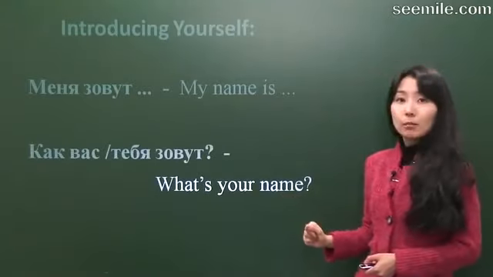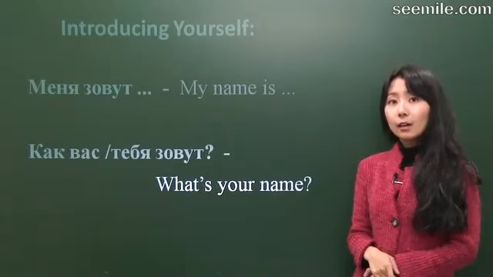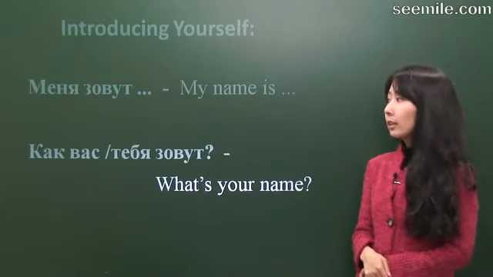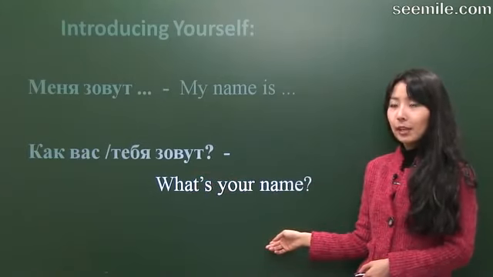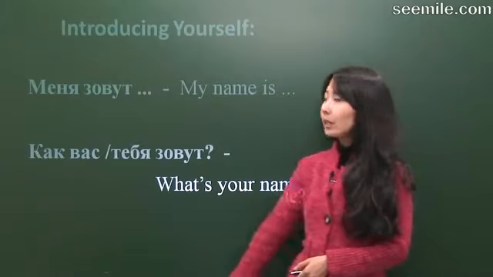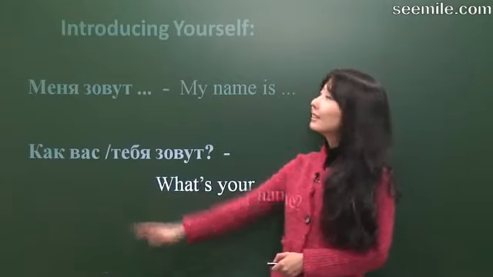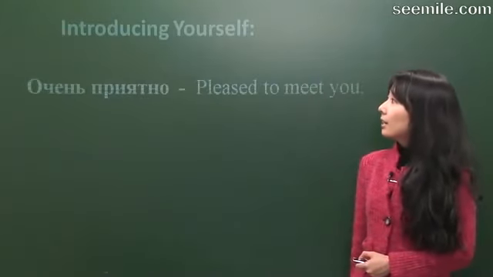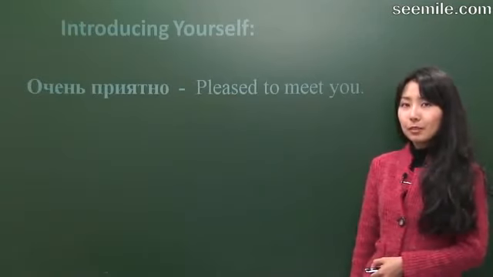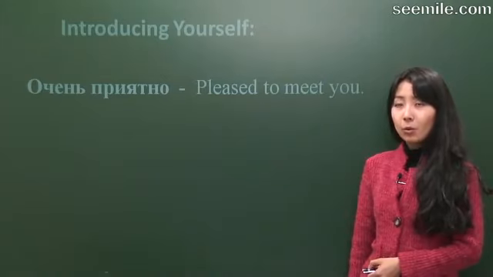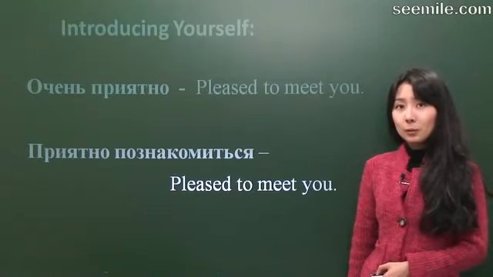And if you want to ask your partner about their name, you can say, как вас зовут? Как вас зовут? Or the informal variant. Как тебя зовут? Как тебя зовут? And here the main difference between formal and informal is in the form of the pronoun. Okay. And to finish the conversation, you can say очень приятно, очень приятно, or приятно познакомиться, приятно познакомиться.